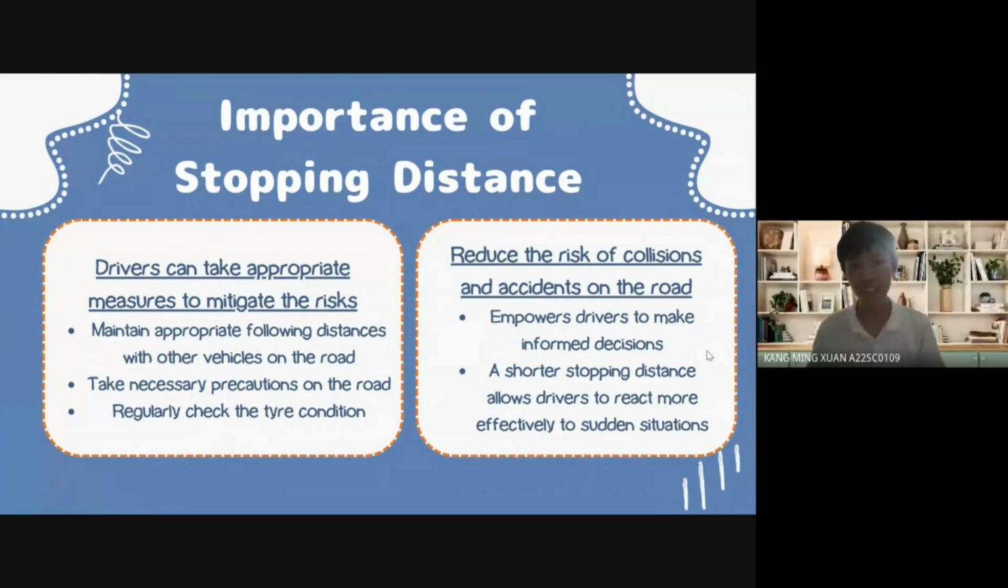Now let's look at the importance of stopping distance. We have mainly two points. For the first one, drivers can take appropriate measures to mitigate the risk. After knowing the factors that affect stopping distance and the basic theory, drivers will know that they need to maintain an appropriate following distance from other vehicles on the road. They can also take necessary precautions and regularly check their tire condition, so as to have a shorter braking distance.